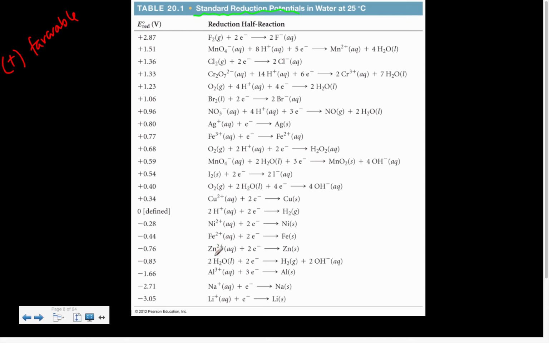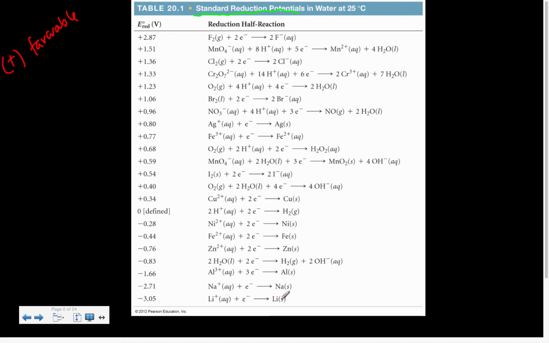Because if we think about it, if we come down here, lithium ions turning into lithium solid, is that something that happens spontaneously in nature? No, the opposite. We know that lithium is never found alone in nature. Same with all of our group 1s. It's always found as part of a compound, meaning it's always found as lithium ions in nature.